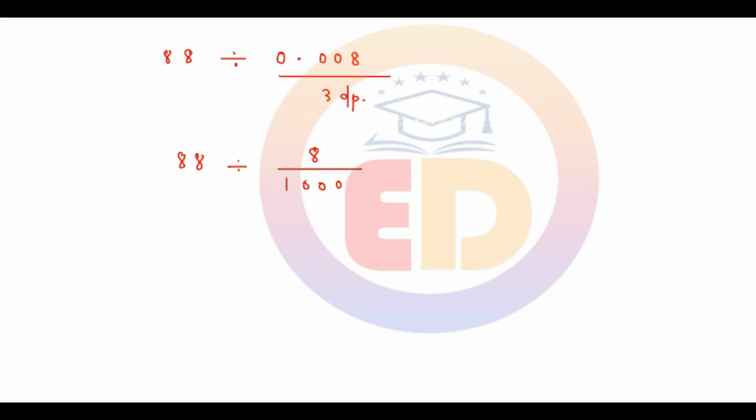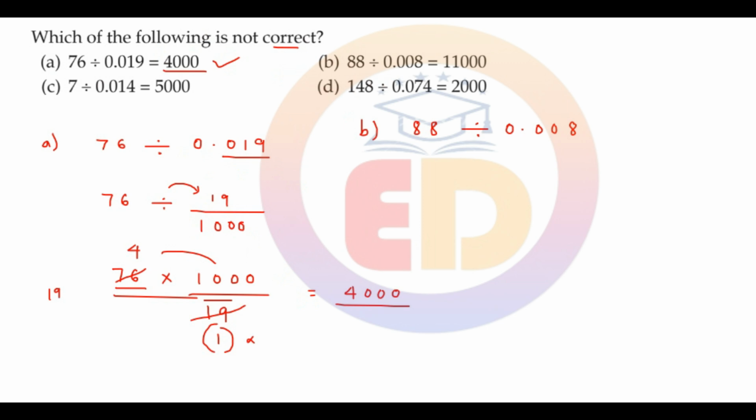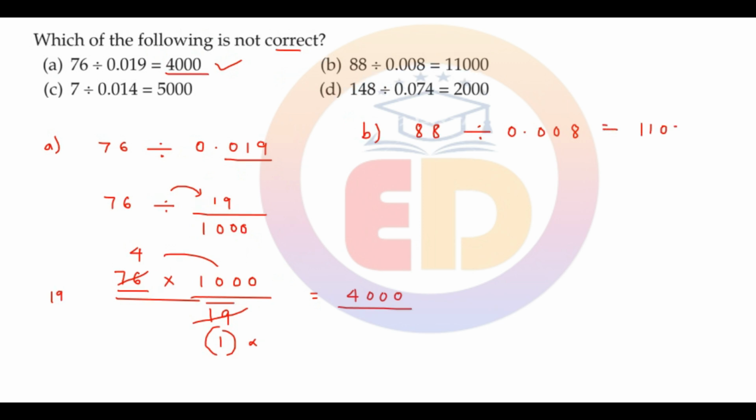Convert the division to multiplication, and 8 upon 1000 will become reciprocal. It will become 1000 upon 8. Now cancel 88 and 8. 8 ones are 8, 8 11s are 88. Denominator is 1. Ignore that. Multiply the numerator 11 and 1000. It will be 11,000. So second option B is giving us 11,000, which is given as the answer option. So this is also correct.